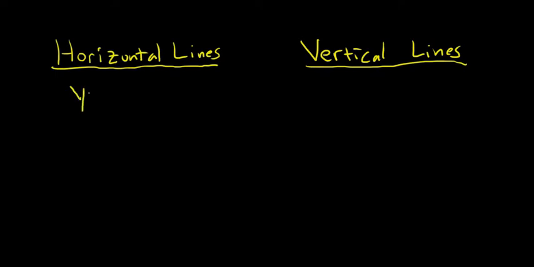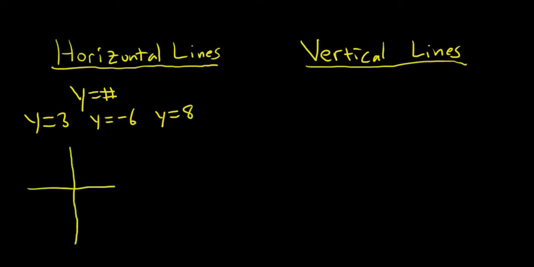So say we have y equals a number, like y equals 3, or y equals -6, or y equals 8. All of these are horizontal lines, y equal to a number. Let's look at a simple graph. Say we have the y-axis, and then here we have the x-axis. And let's say we're graphing y equals 2. So y equals 2, you just go up to 2, and you draw a horizontal line. That's it, that's the graph.